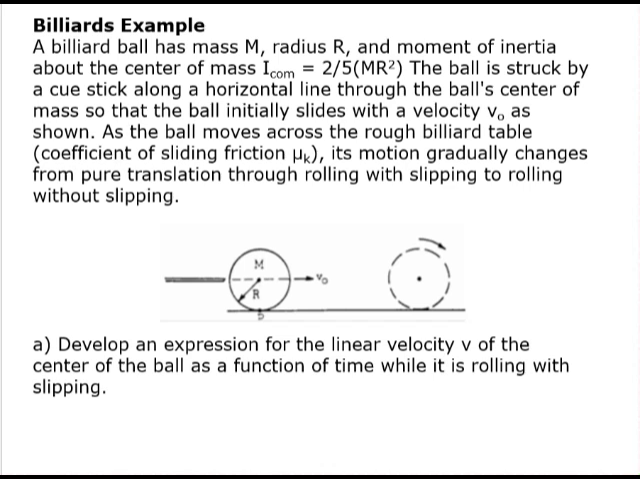In our first example for rolling, we're going to take a look at what happens during a billiards game. In this particular example, a billiard ball has mass m, radius r, and a moment of inertia about the center of mass equal to 2/5 mr squared. The ball is struck by a cue stick along a horizontal line through the ball's center of mass so that the ball initially slides with velocity v0 as shown.